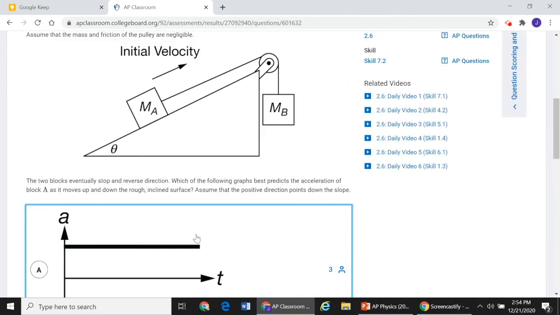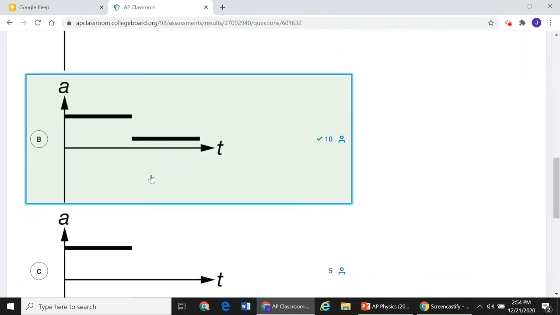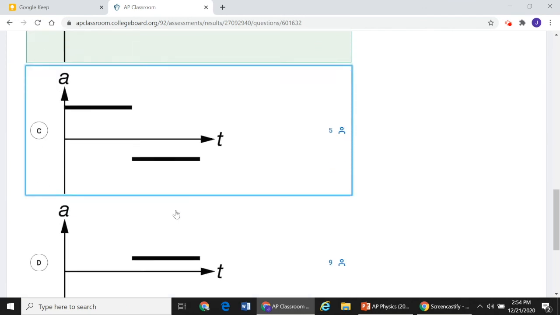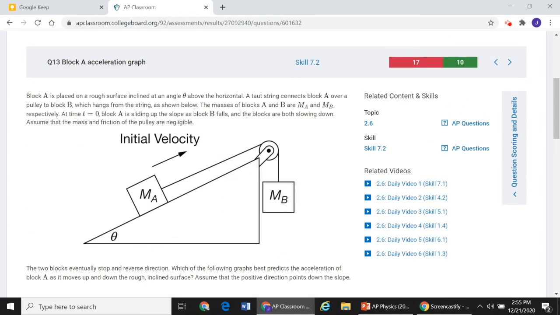The block is slowing down in the beginning. That's what it says. And so if it's moving up the ramp and positive is down the ramp, the acceleration's got to be positive the whole time. So that rules out C and D, which 14 of you picked. If it's moving down the ramp and speeding up, or moving up the ramp and slowing down, the acceleration has got to be down the ramp. So the question here is, well, why isn't the net force, and thus the acceleration, constant the whole time?